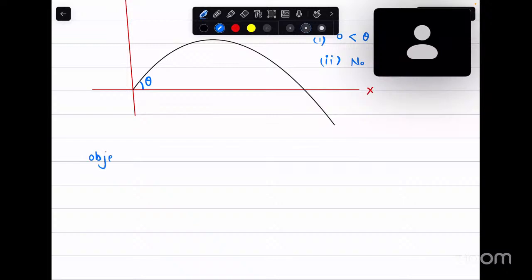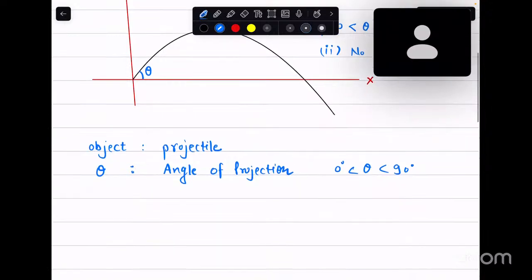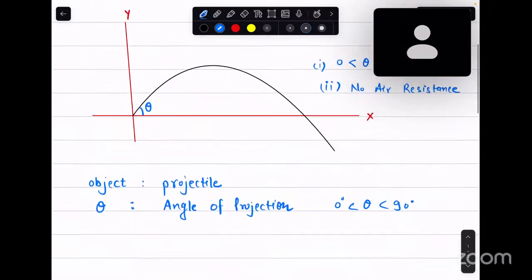So the object which is projected is known as projectile. Angle theta is the angle of projection, and which will be in between 0 to 90 degrees. Understood? Any doubt?